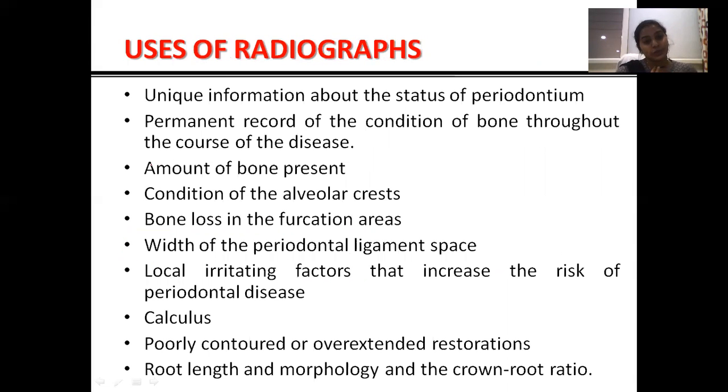We'll come to the uses of radiographs. Radiographs tell us about the amount of bone present, the condition of the alveolar crest, and bone loss in the furcation areas. And here is an important point. Radiographs help us in detecting the local irritating factors, calculus and overextended restorations. But if we are able to appreciate them clinically, what is the need for prescribing the radiographs? It is an unnecessary prescription. So in order to confirm these factors, you should never prescribe radiographs.